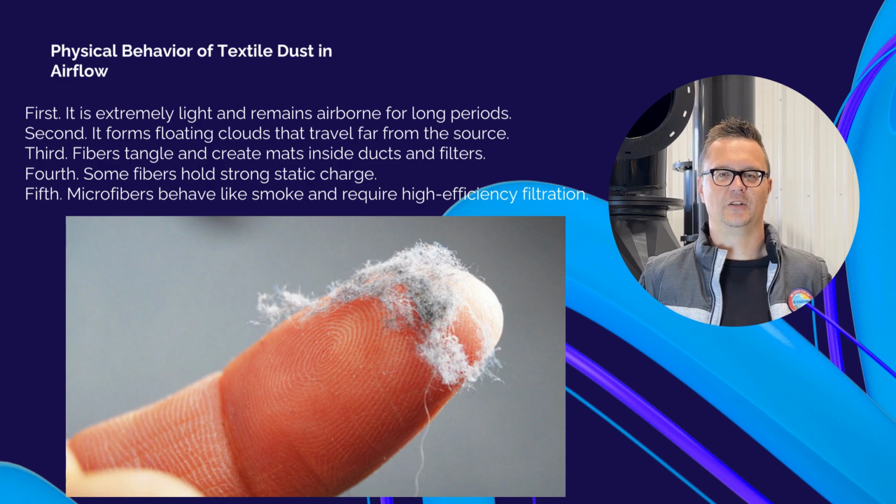Physical behavior of textile dust and airflow. From an engineering perspective, textile dust behaves uniquely. First, it is extremely light and remains airborne for long periods. Second, it forms floating clouds that travel far from the source. Third, fibers tangle and create mats inside ducts and filters. Fourth, some fibers hold strong static charge. Fifth, microfibers behave like smoke and require high-efficiency filtration. Because of this, I design duct velocities from 4,500 to 5,500 feet per minute, higher than many other dust types.